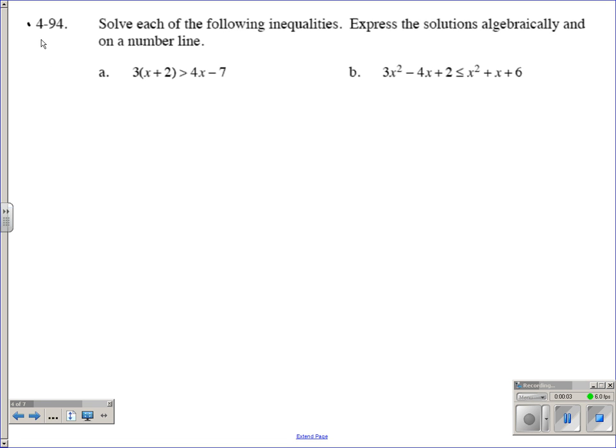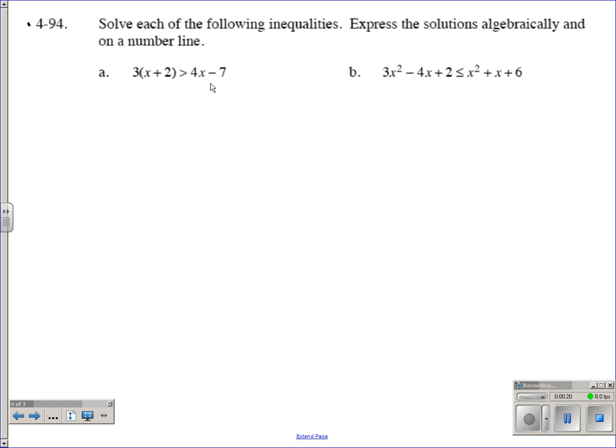Here we go, problem 4-94. Solve each of the following inequalities. Express the solutions algebraically and on a number line. Letter A, 3 times the quantity of x plus 2 is greater than 4x minus 7.